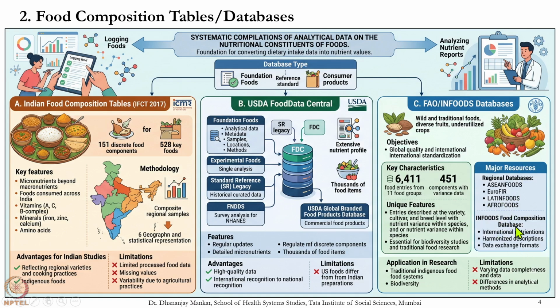The INFOODS food composition is about international nutrients, harmonized descriptions and a data exchange format. So the application is more towards research, where traditional indigenous foods and food dimensions are given, and biodiversity. Whereas the limitations point towards varying data completeness and differences in analytical methods. So there is a differentiation from Indian food composition tables to USDA and FAO for the data sets.